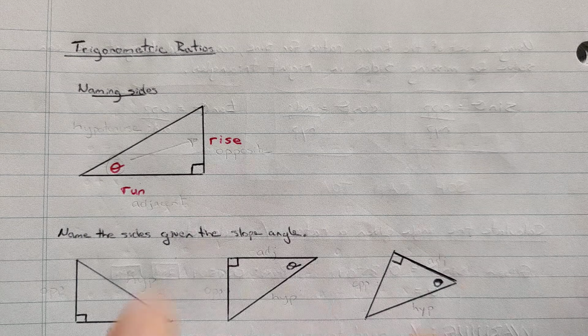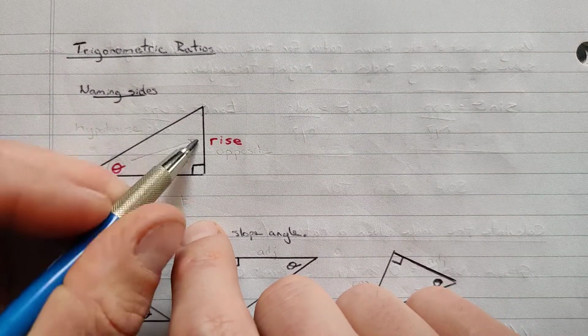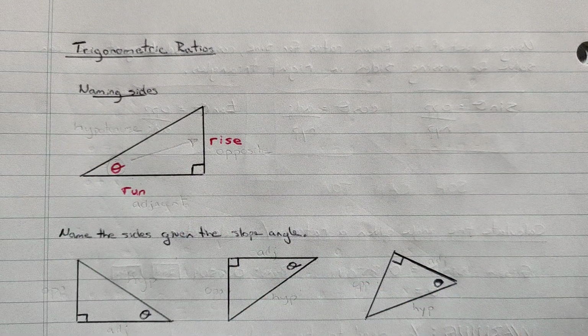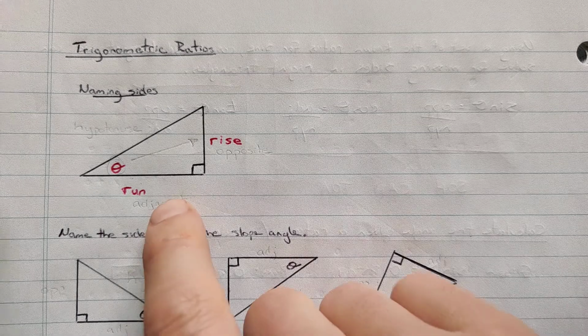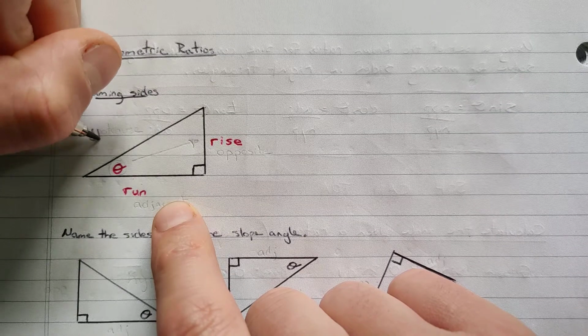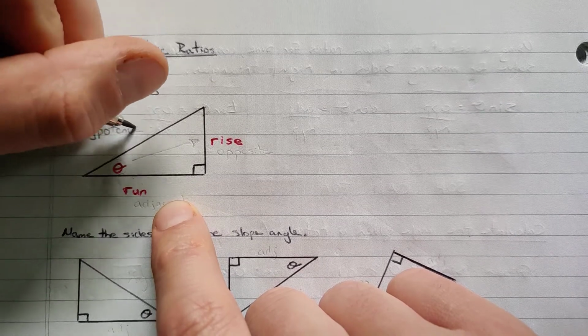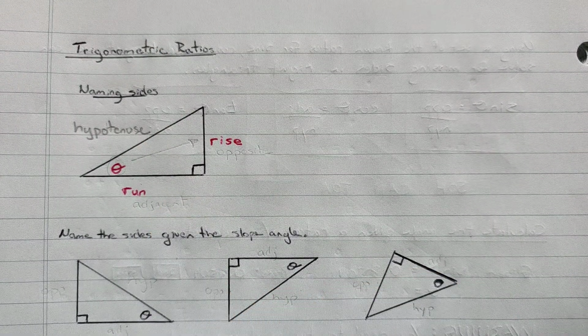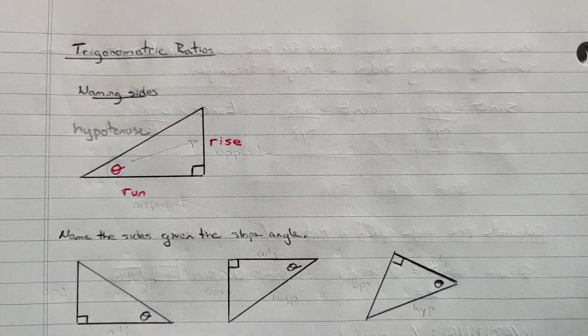So, naming the sides. First off, we're only working with right angle triangles for these trigonometric ratios. So we're only going to be working with right triangles for this bit. So the hypotenuse is always that longest side, again pointed at by the right angle.